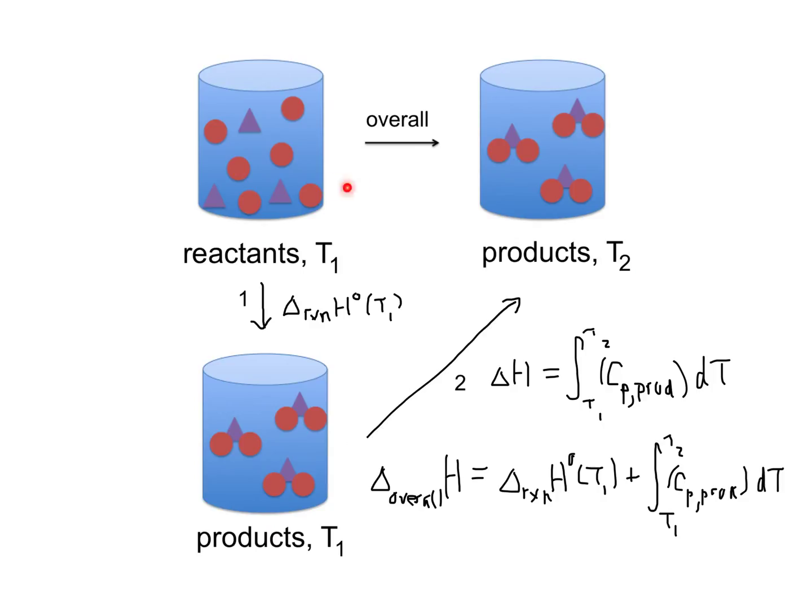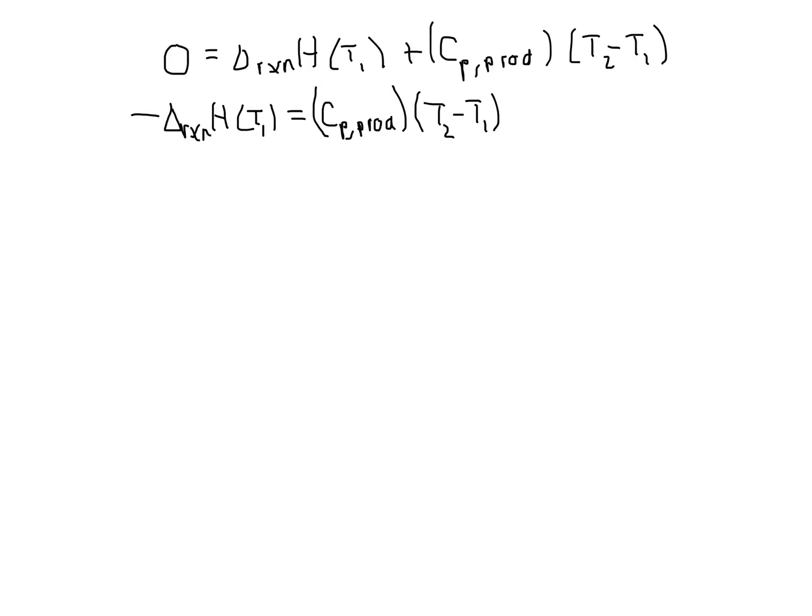Now, because we did the overall process adiabatically at constant pressure, we know that the overall delta H is equal to 0. If we treat the heat capacity of the products as constant and integrate, we can write that 0 is equal to the delta H of reaction at T1, the initial temperature, plus the heat capacity of the products times the change in temperature, or the opposite of the delta H of reaction at the initial temperature is equal to the heat capacity of the products times the change in temperature.